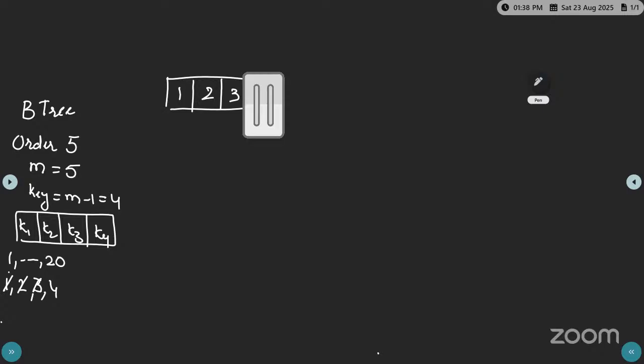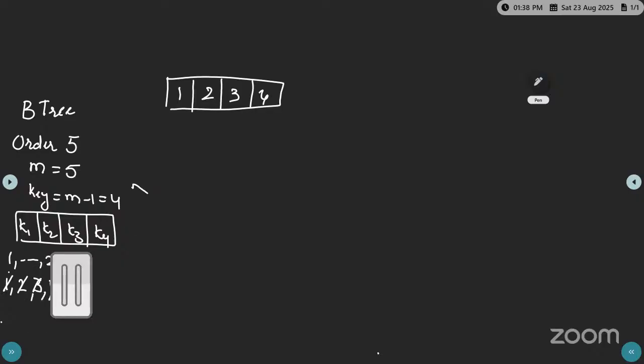2 is compared with 1 to the right, 3 is compared with 1 and 2 to the right, and 4 is compared starting from 1, then 2, then 3 to the right side. So 4 elements are inserted. Okay, now the fourth one is inserted here.